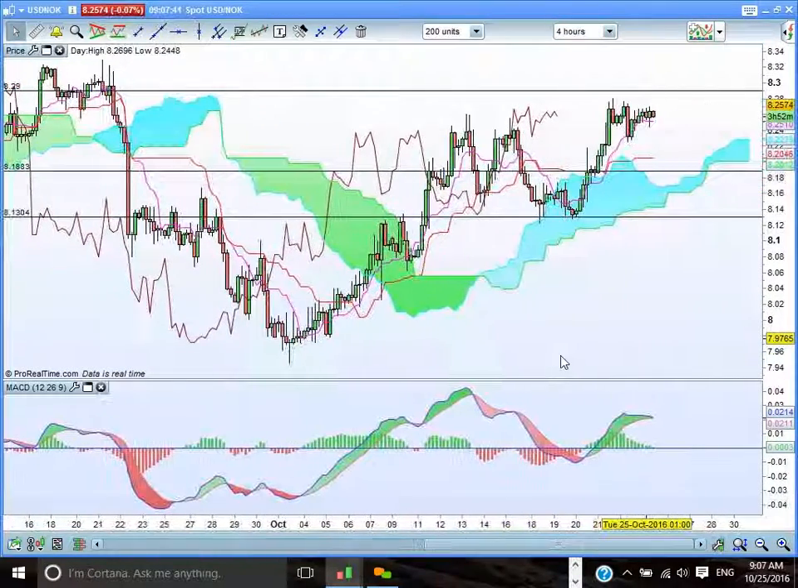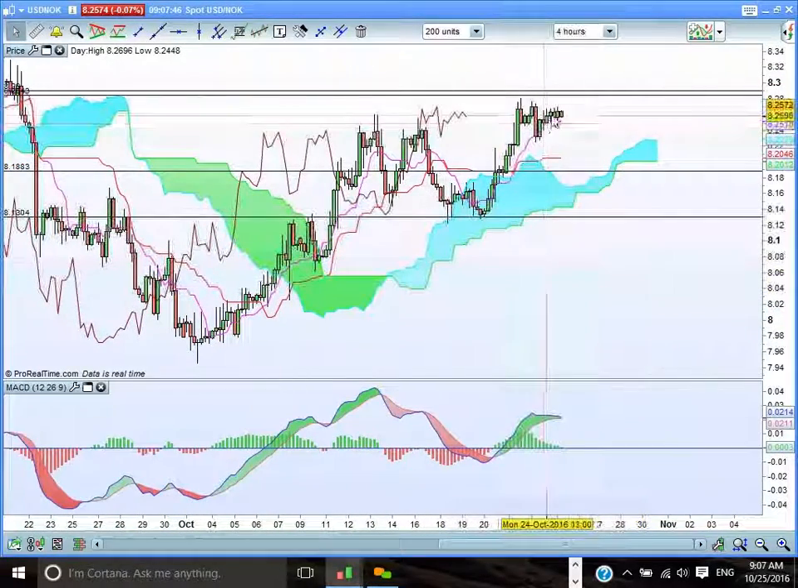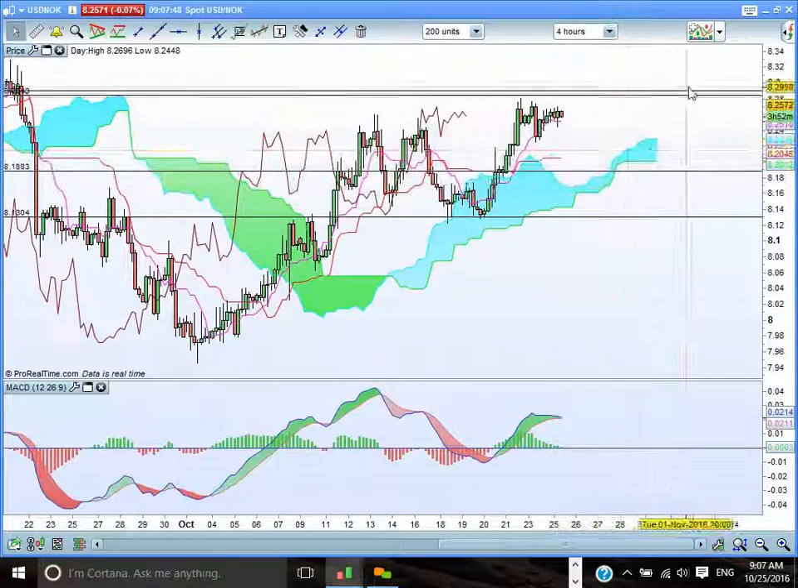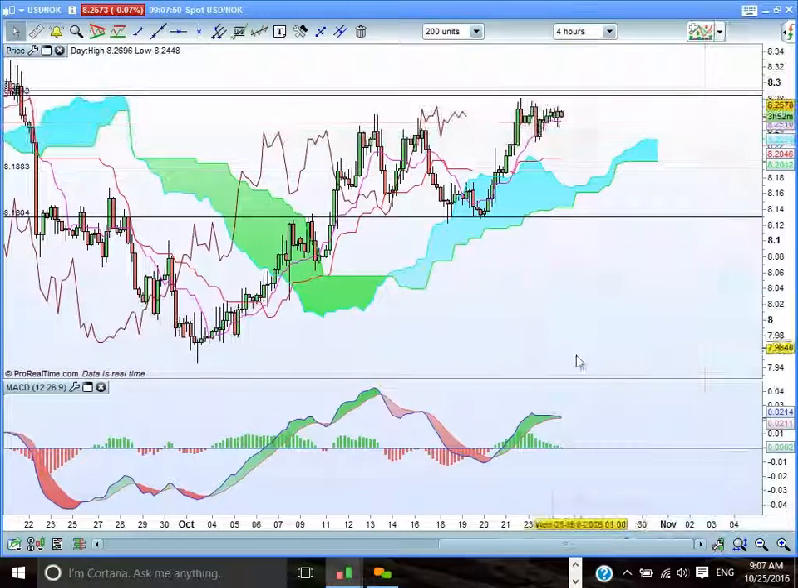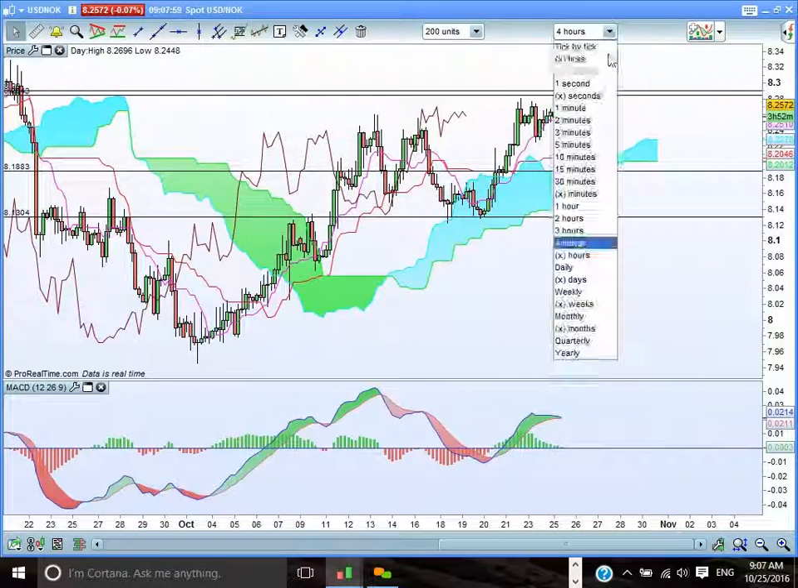It's consolidating. You've got this old resistance area that it is struggling to get past. So consolidation risk back down to the top end of the cloud and then a rebound from there. But uptrend still in place. MACD wants to give a sell signal here, but consolidation risk back down to the top end of the cloud and then a rebound from there on a 4-hour chart.